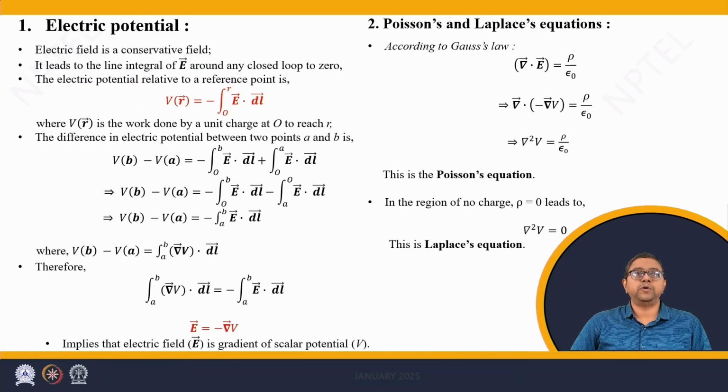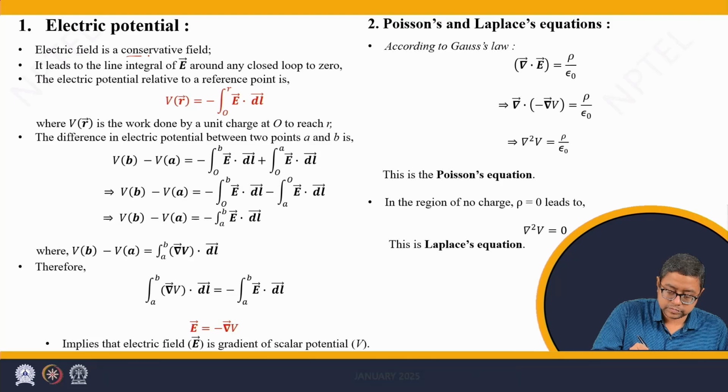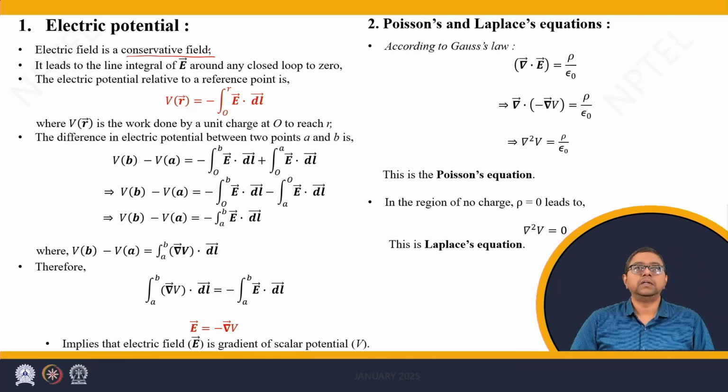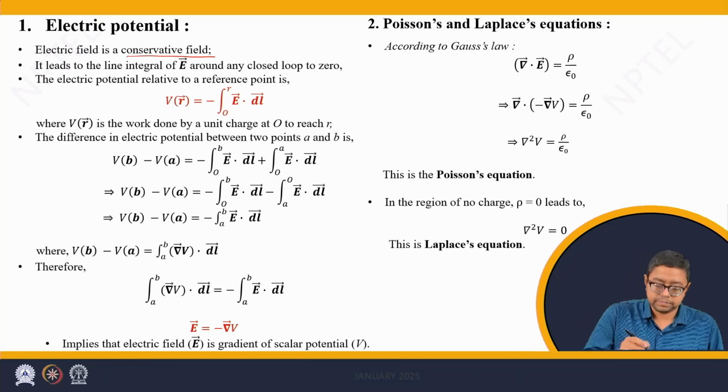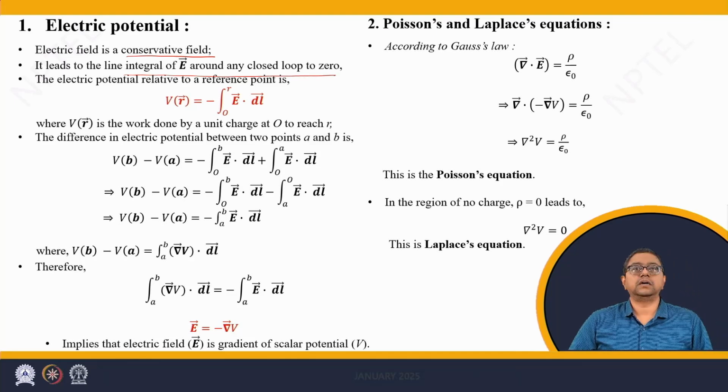First, the electric potential. We have discussed in previous lecture that the electric field is a conservative field. This is because the curl of the electric field is equal to 0, having been obtained from the Stokes theorem applied on the circulation. This gives the line integral of E around any closed loop equals to 0. Thus, we can have a potential function for this field. This potential function is called the electric potential.